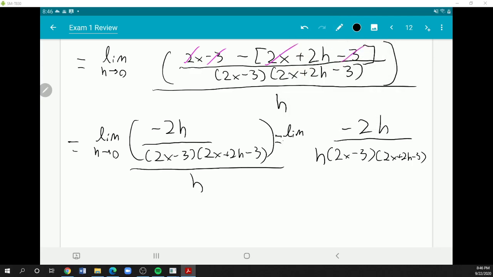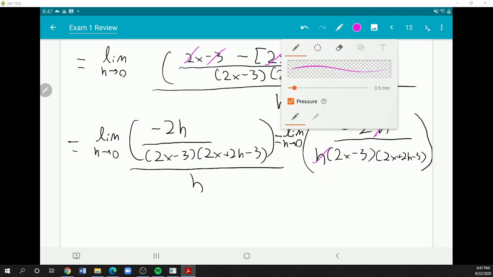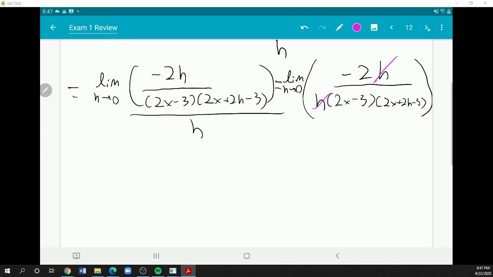Equals limit as h goes to 0 of this. So these h's cancel. And now I'm ready to plug in. So I get, preferably in a normal color, minus 2 over 2x minus 3 squared. And that is our final derivative.